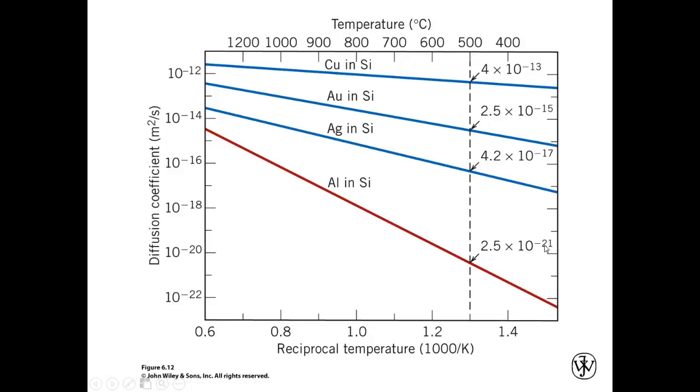The aluminum diffuses at 500 C at 2.5 times 10 to the negative 21st meters squared per second, whereas the copper is 10 to the 8th times that. So when you're talking about these types of temperatures in silicon, in say a computer, the copper is much more likely to diffuse further into the silicon, causing problems in the circuits, whereas aluminum is much more likely to stay put.